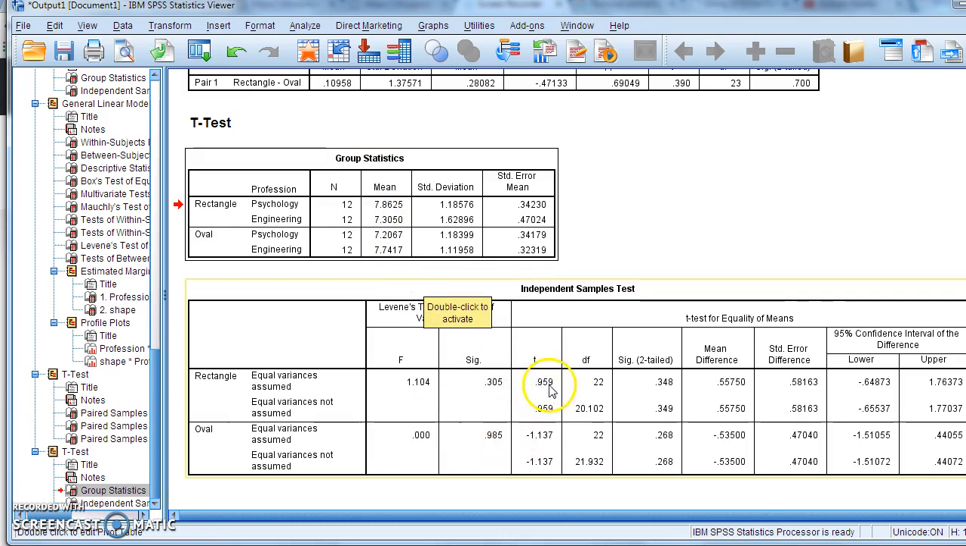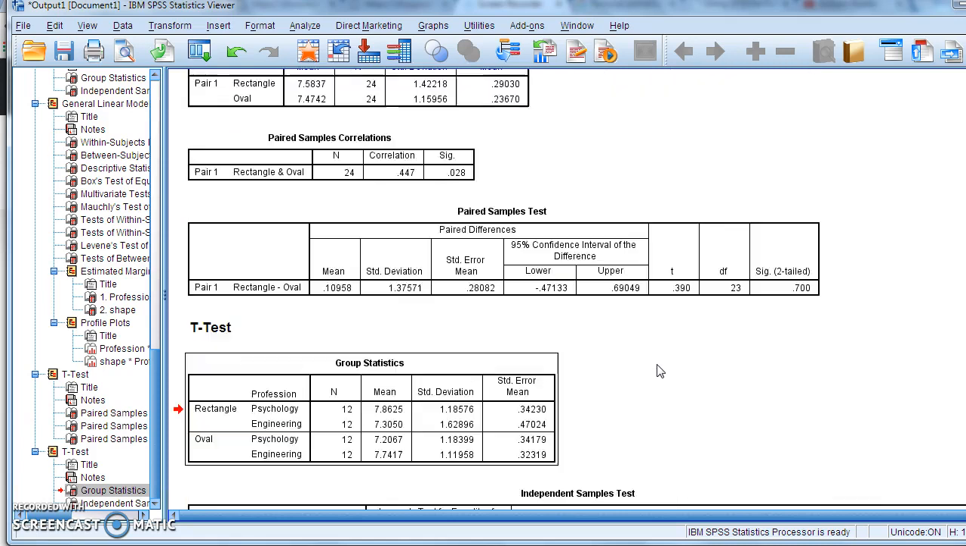Okay, so there we go. Equal variance is not assumed. We're okay to assume that because Levene's test is non-significant in both cases, and we find that the t value is non-significant here, 0.38 versus 0.268. So basically, what we found here is no significant main effect of profession, no significant main effect of shape, a significant interaction. But when we examine that interaction, we find that none of the pairwise comparisons is significant, which is odd.